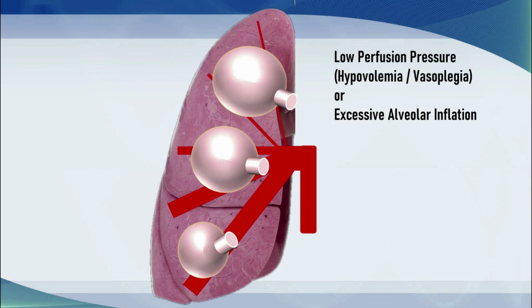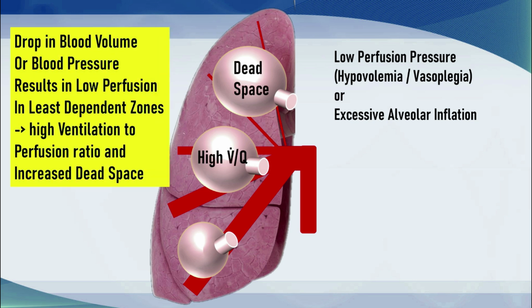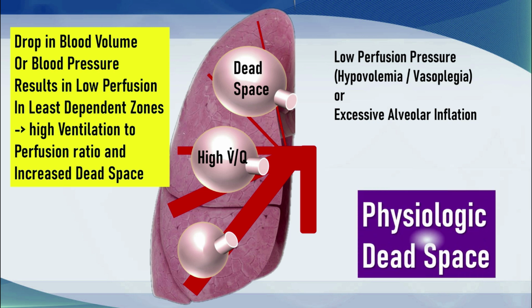However, if blood perfusion pressure to the lung falls, such as in hypovolemia or vasoplegia, that's pathological vasodilatation, or if the alveoli in these regions are overdistended throughout the respiratory cycle due to PEEP, for example, there is a significant proportion of lung tissue that will be ventilated but not perfused. And this is known as physiologic dead space. I'm going to show you another little cartoon on this just to elaborate.